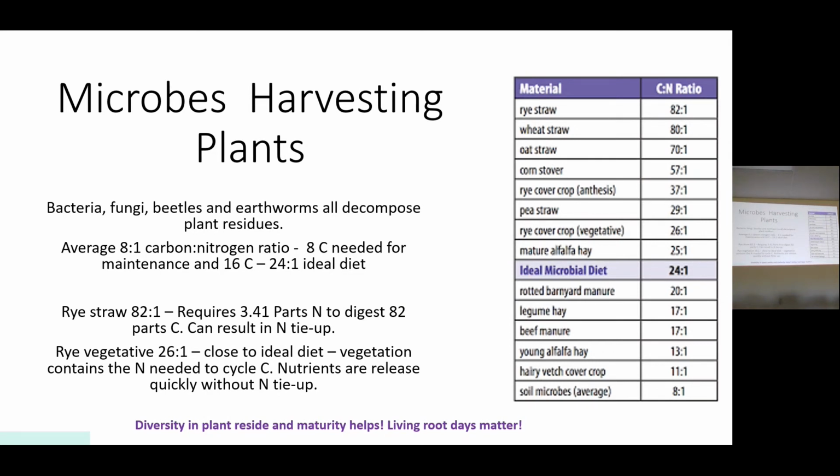We talked about the fungi and the bacteria having a carbon and nitrogen ratio in their little bodies. They need to be able to maintain that. So the average is an 8-to-1 ratio of carbon to nitrogen. They have 8 carbon molecules and 1 nitrogen molecule in their little bodies. In order to just maintain their bodies and then be able to eat and metabolize and everything else, they need another 16 units of carbon. Their ideal diet is a 24-to-1 ratio, carbon to nitrogen. Up here, we can see that rice straw is an 82-to-1 carbon to nitrogen ratio.